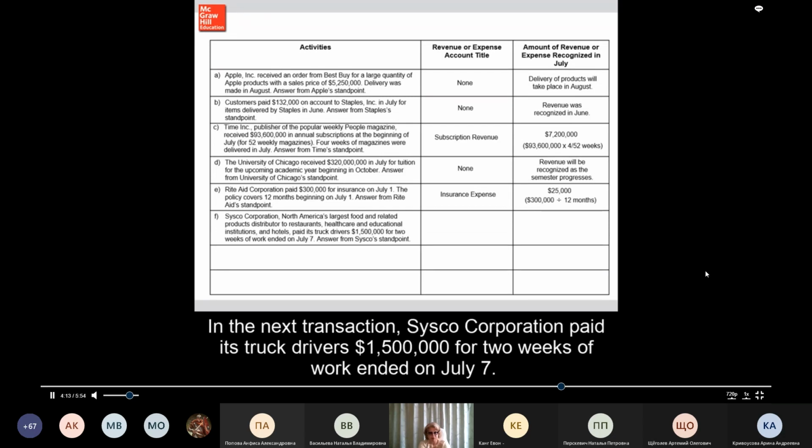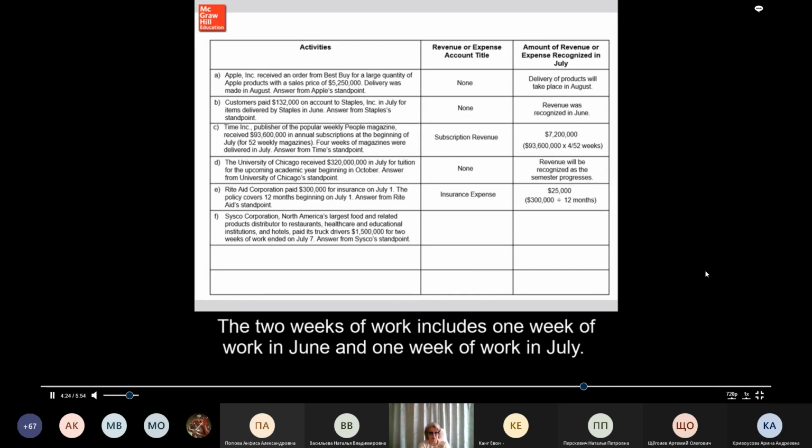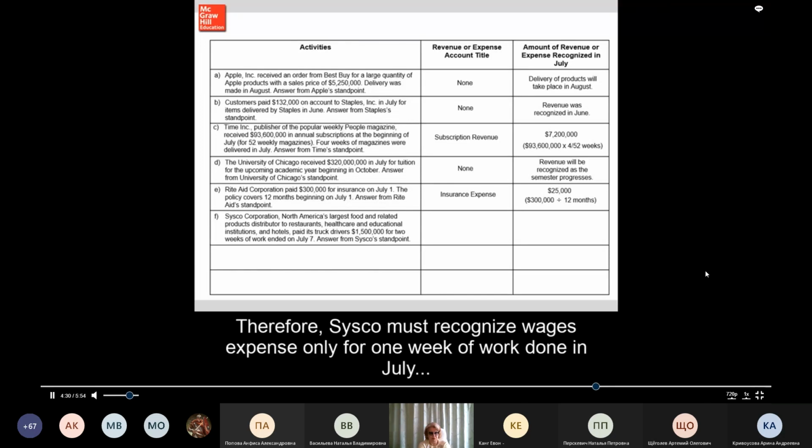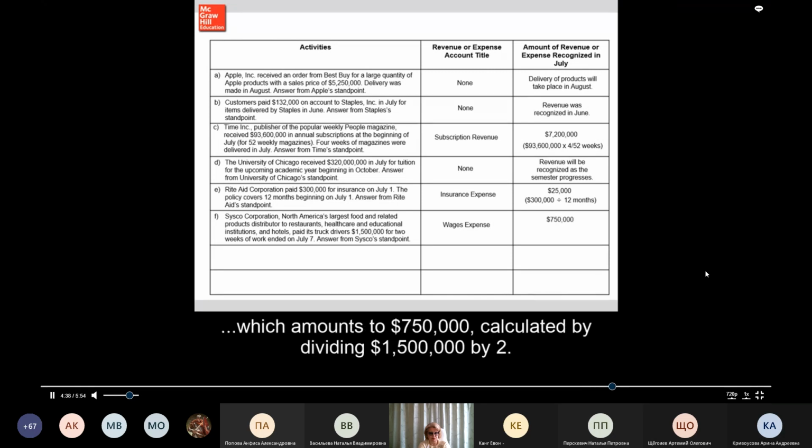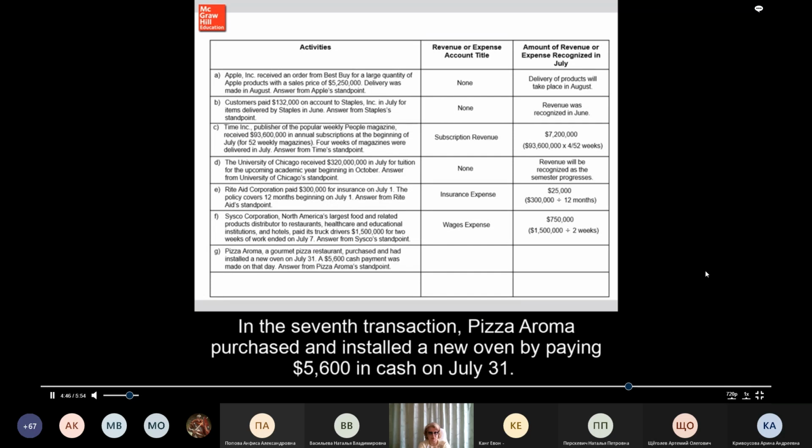In the next transaction, Cisco Corporation paid its truck drivers $1,500,000 for 2 weeks of work ended on July 7. The 2 weeks of work includes 1 week of work in June and 1 week of work in July. Therefore, Cisco must recognize wages expense only for 1 week of work done in July, which amounts to $750,000, calculated by dividing $1,500,000 by 2.